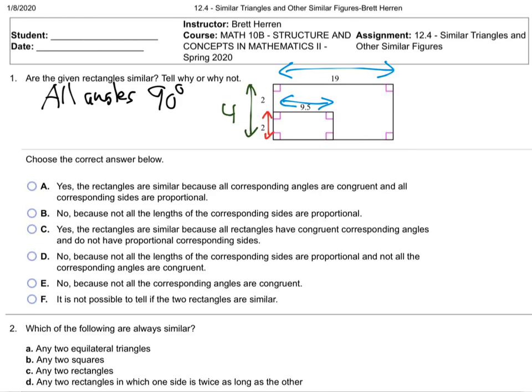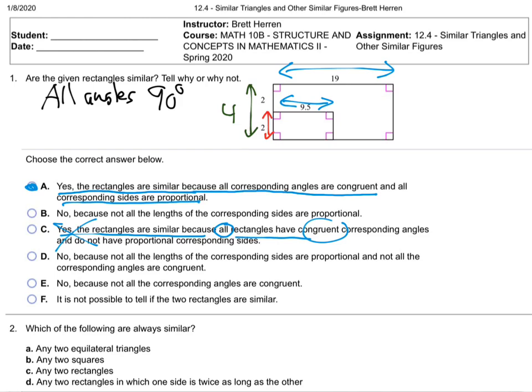Now there's 2, you know how they give us the 2 yeses and one of them's goofy? Did you already read it? Which one's the right yes? Let's try this one. Yes, the rectangles are similar because all corresponding angles are congruent, and all corresponding sides are proportional. Yeah, that was great. The other yes, what does it say? Yes, the rectangles are similar because all rectangles have congruent. No, that's just crazy. Not all rectangles have congruent. That's not true. All right, so it's the first yes.